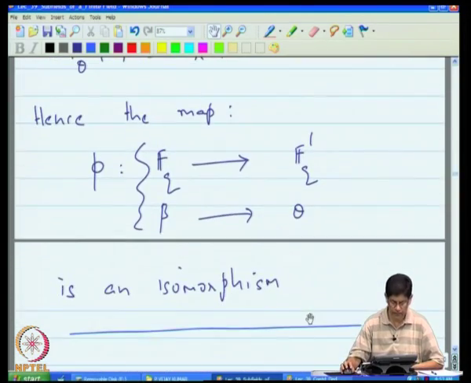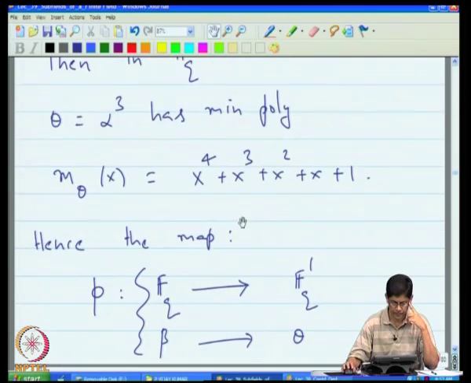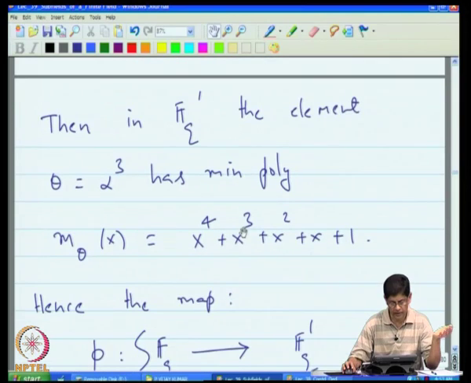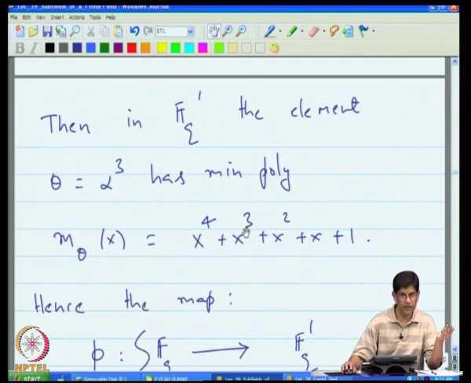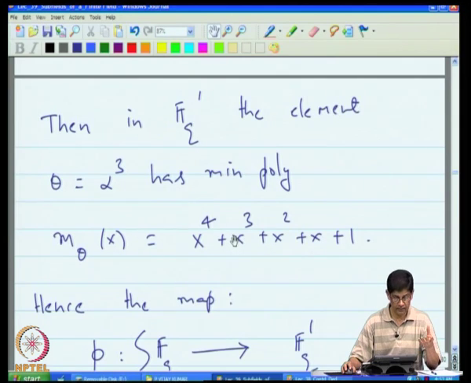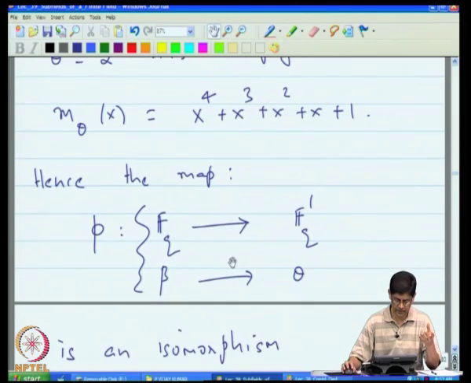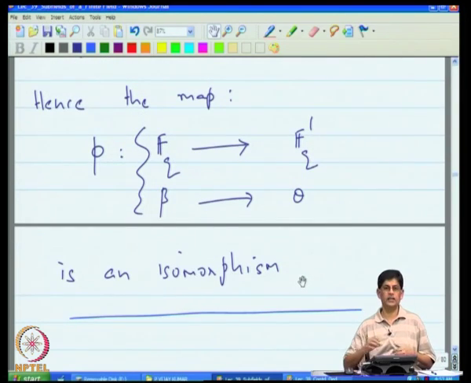So okay, you have that. Now what do you do next? Well, what you do is you just say, well look, what you call beta and what I call theta are the same. Already we know that they have the same minimal polynomial. So why don't we try the map from F q to F q1 in which we send beta to theta, and it turns out that that is an isomorphism, okay.